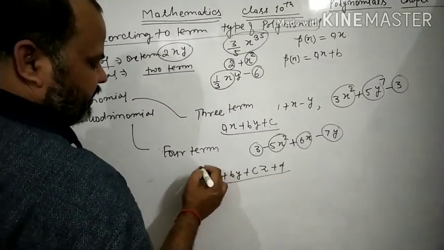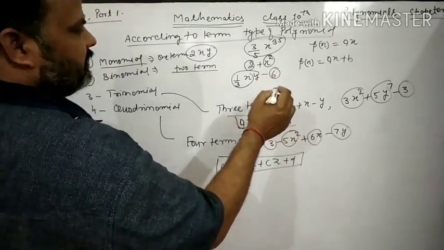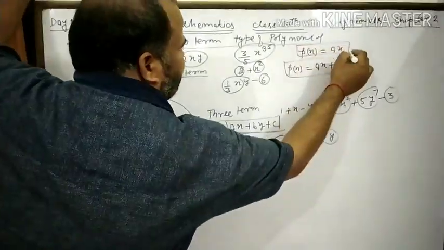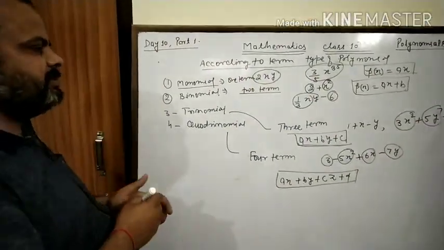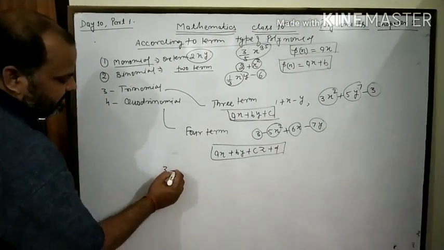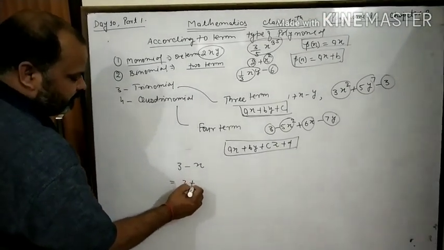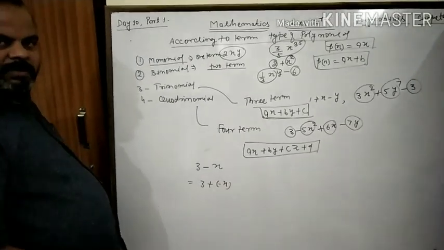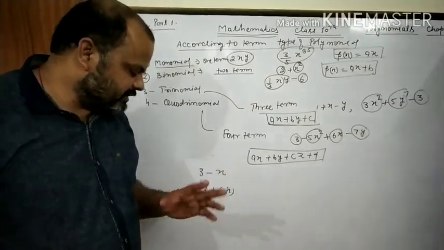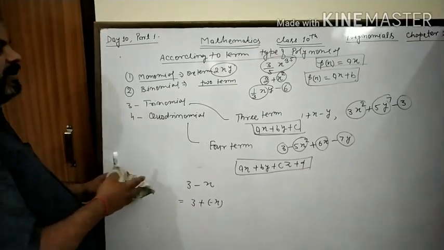See, in the standard form we use only the positive sign, and if you see any negative sign, then the negative sign is converted into a positive sign. Like suppose 3 minus x, then it is written 3 plus (minus x). Clear? Then in the standard form it will be only a plus sign. Then after, we can discuss the degree.